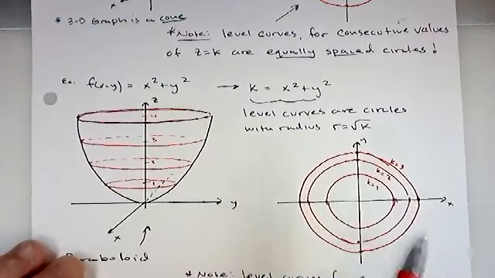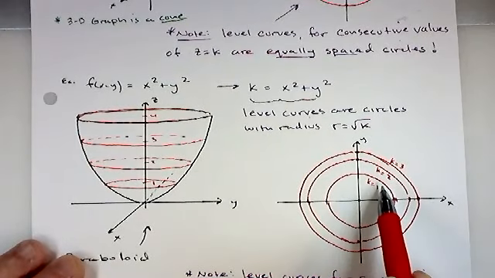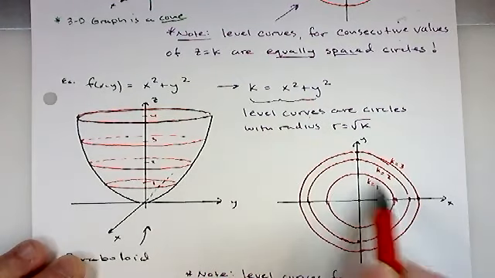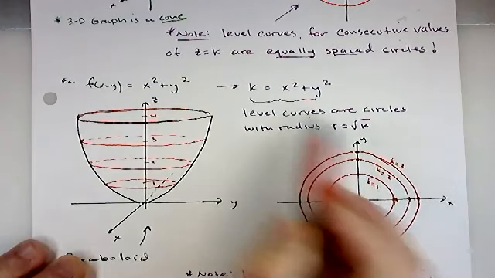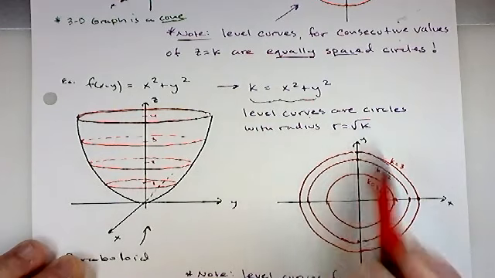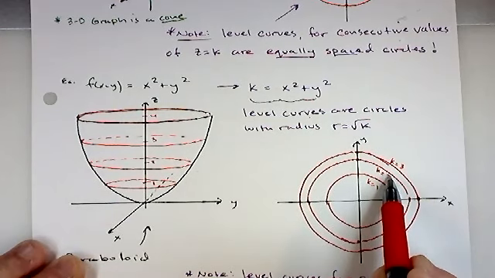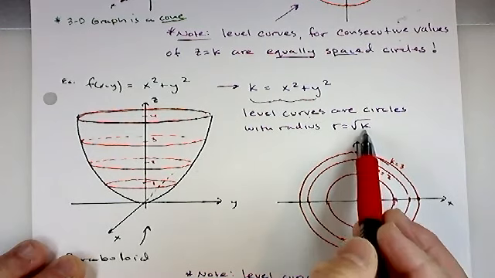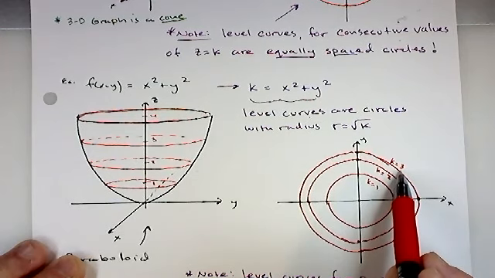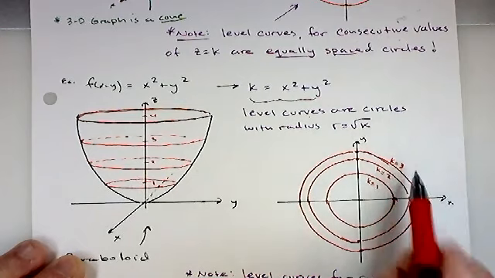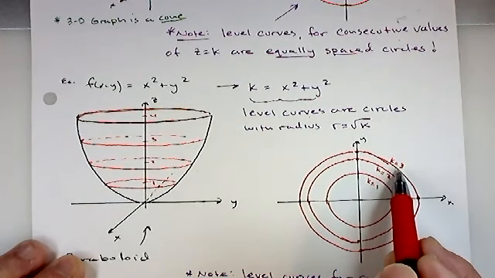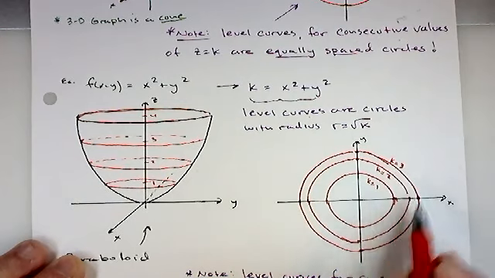So what that means is your level curves are still going to be circles. When k is 1, you're going to get a circle with radius 1. But when k is 2, your radius is going to be the square root of 2. It's like 1.4. When k is 3, your radius will be the square root of 3, which is still not 2. It's 1.7 or 1.8.